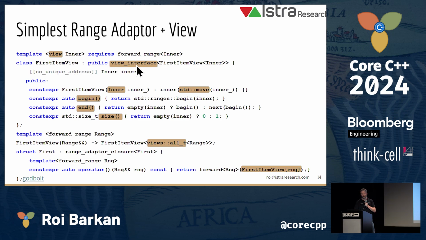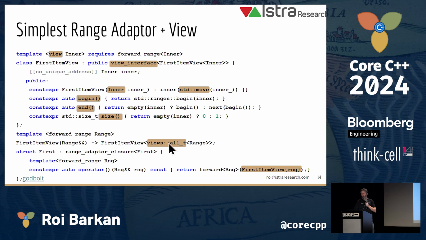I use the CRTP interface. As mentioned, I keep hold of the inner item, move it inside, and I need to implement begin, end, and in our case, in this specific case, I also want to implement size. Sometimes you don't have to. Sometimes the view interface can do it for me.